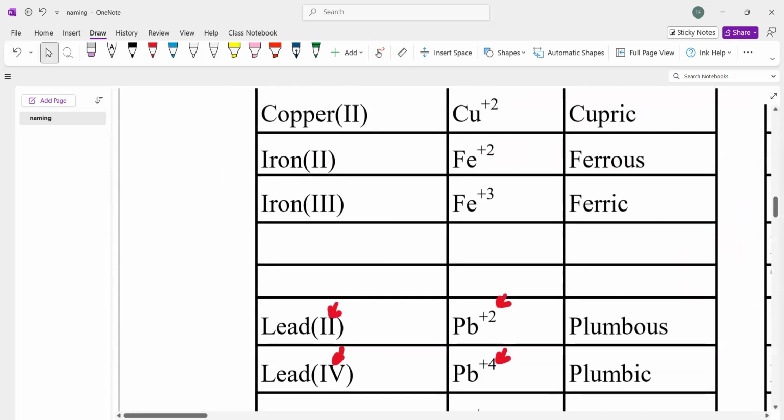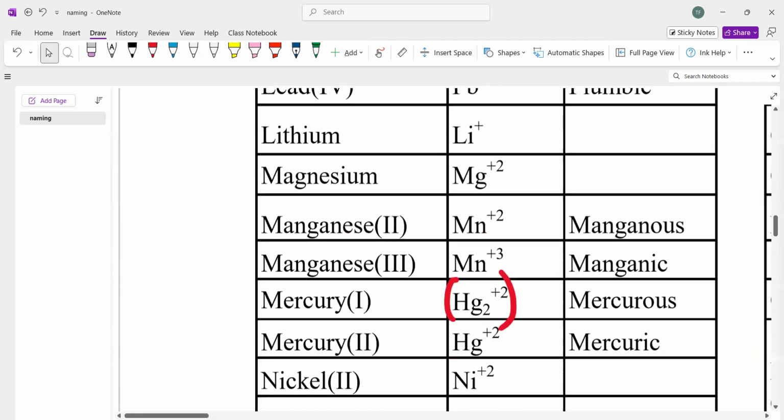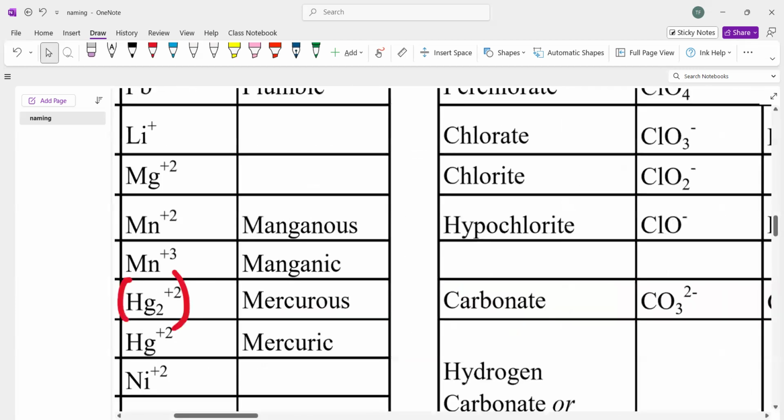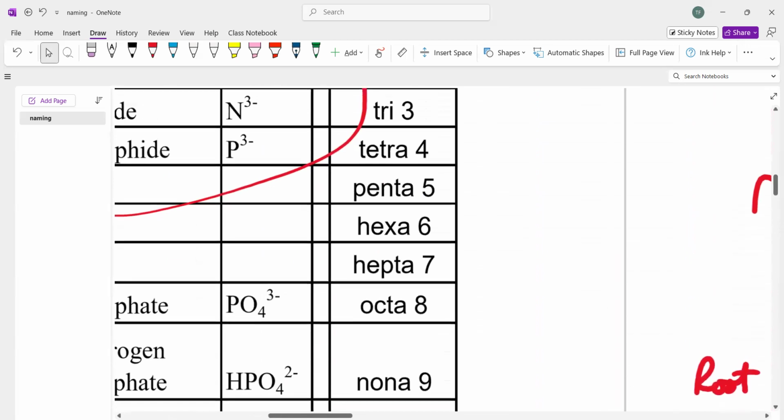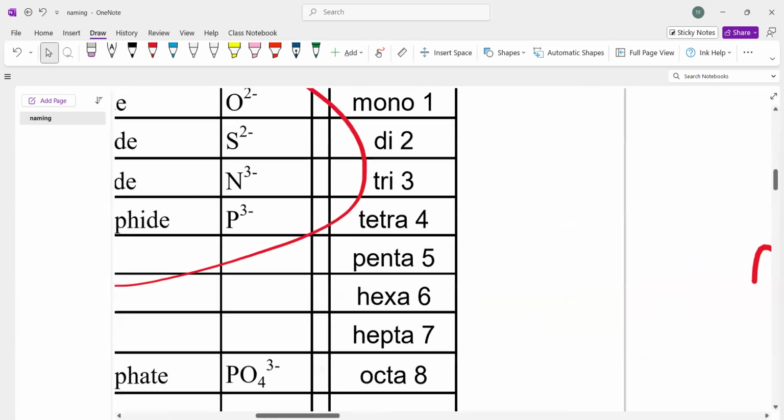Are these making sense? Now, the molecular or covalent naming is even easier. There's no charges, nothing to deal with. You're just looking at numbers. That's why if we're talking about molecular or covalent, we're going to be using these names up here: mono, di, tri, tetra, penta, etc. That'll determine how many of them.